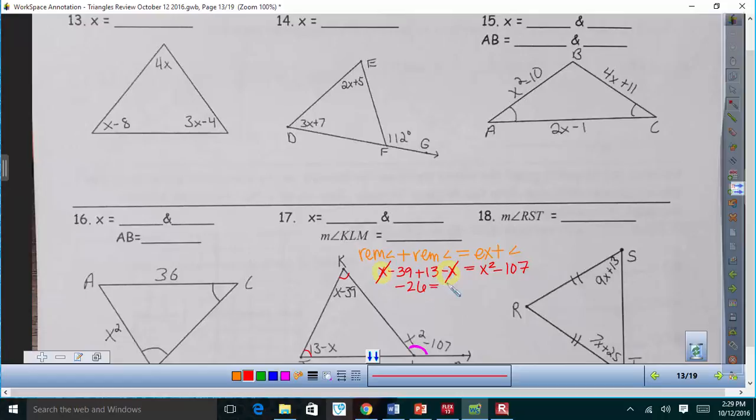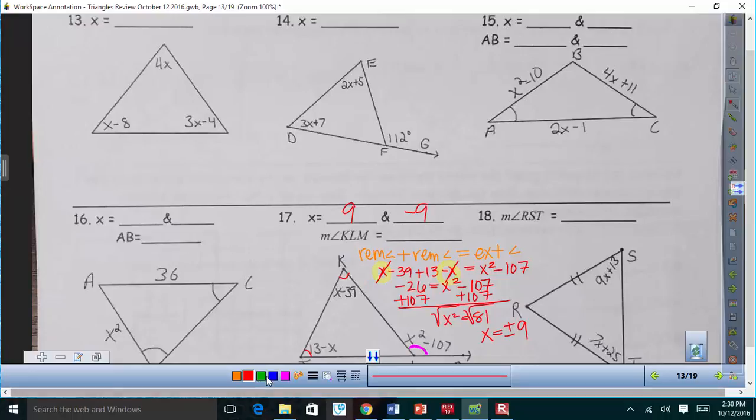Negative 26 equals x squared minus 107. So I want to get x squared by itself, so I'm going to add 107 to both sides. That gives me x squared equals 81. So how do I get rid of the squared? I take the square root of both sides, and so x equals positive and negative 9. So that's why there's two blanks. One's a positive 9, one's a negative 9.